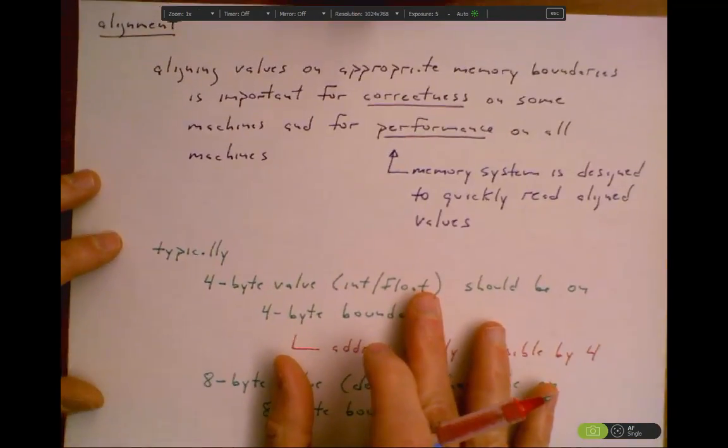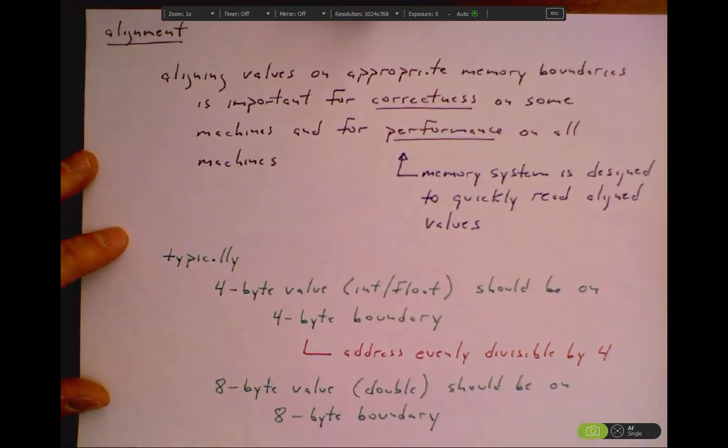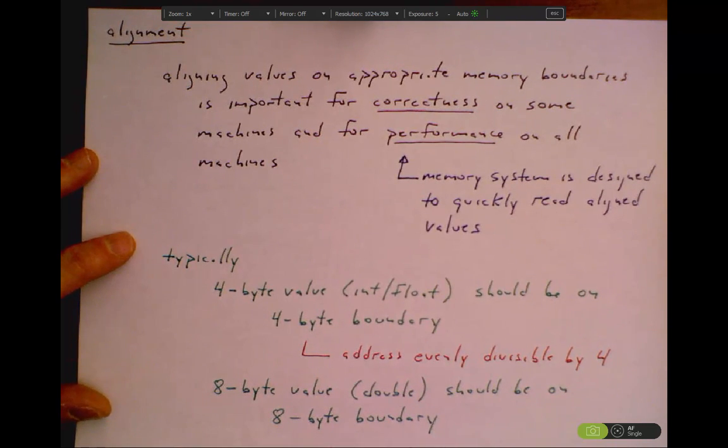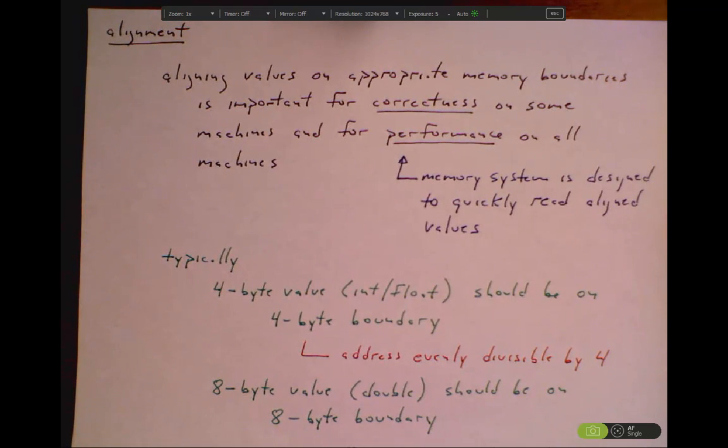One thing in an allocator that you usually have to deal with is alignment. What do I mean by this? Well, aligning values on appropriate memory boundaries is important for correctness on some machines. In other words, on some machines you can't read a 4-byte quantity unless it's aligned on a clean 4-byte boundary. And by a clean 4-byte boundary, I mean an address that is evenly divisible by 4. So it's actually some machines where this is mandatory. You won't get the correct value unless the value is aligned.